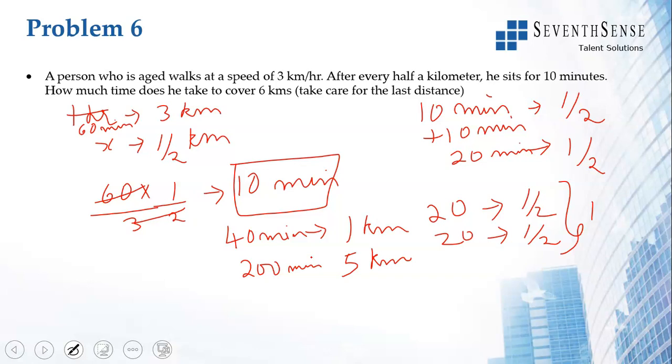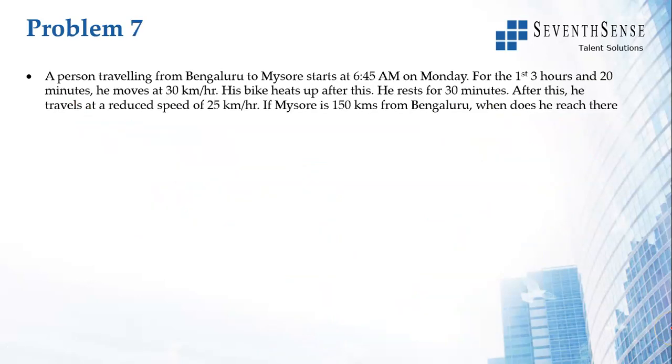The next half a kilometer also he needs 20 minutes, right? So next 20 minutes, he needs half a kilometer. But for the last half a kilometer, he only needs 10 minutes. So this is 230 minutes and not 240. Let's look at this question.